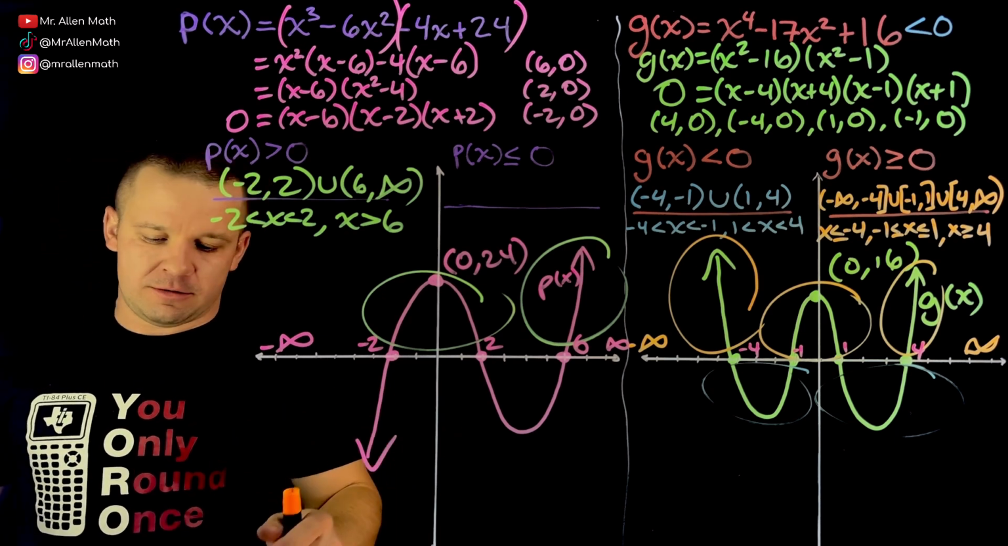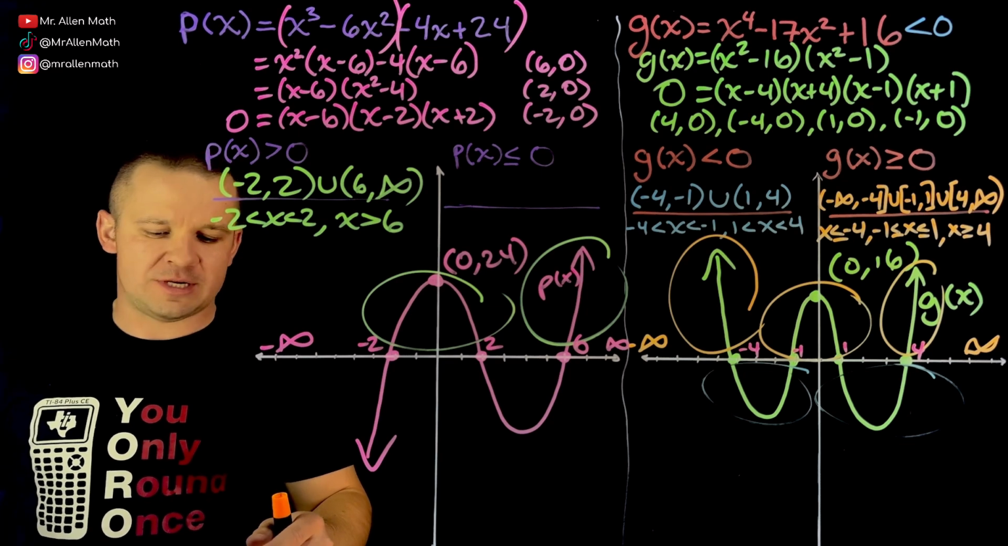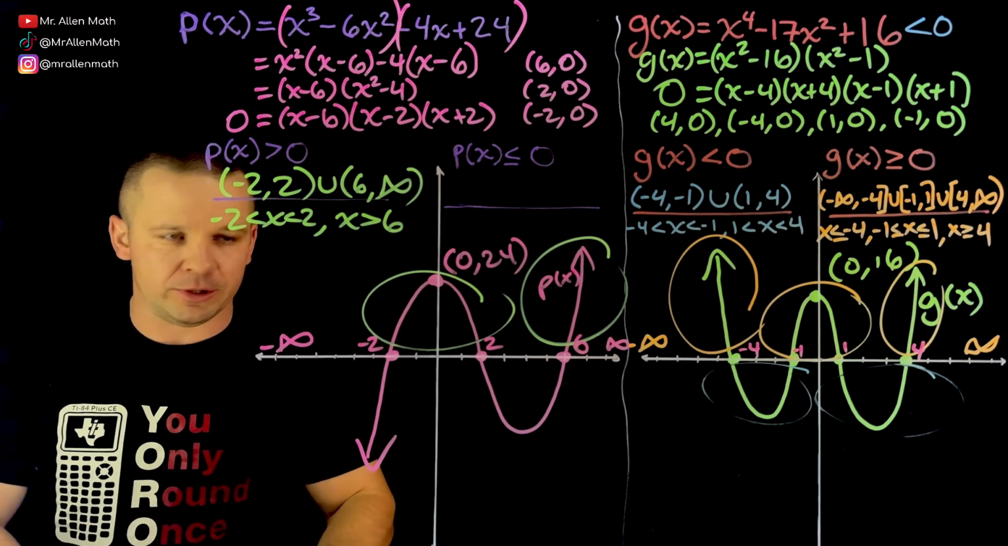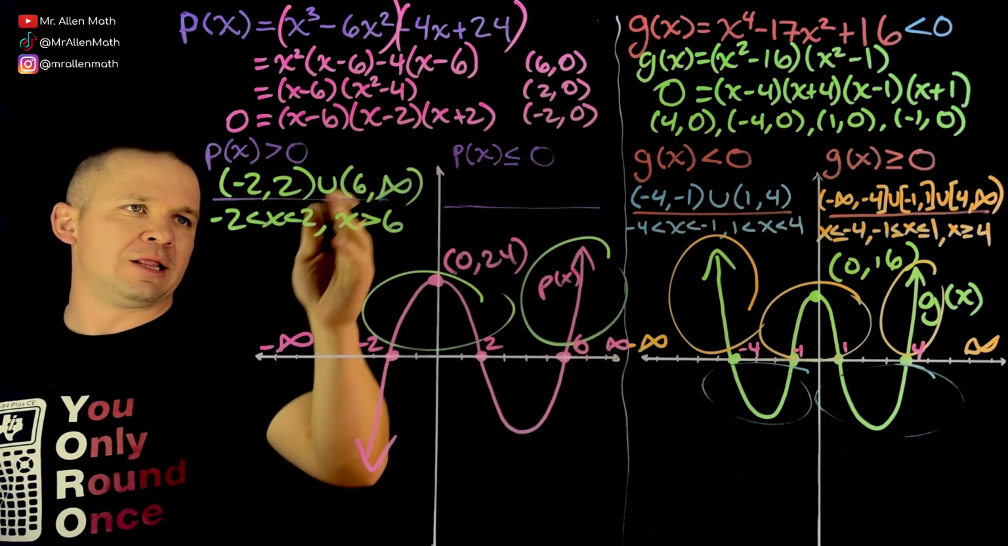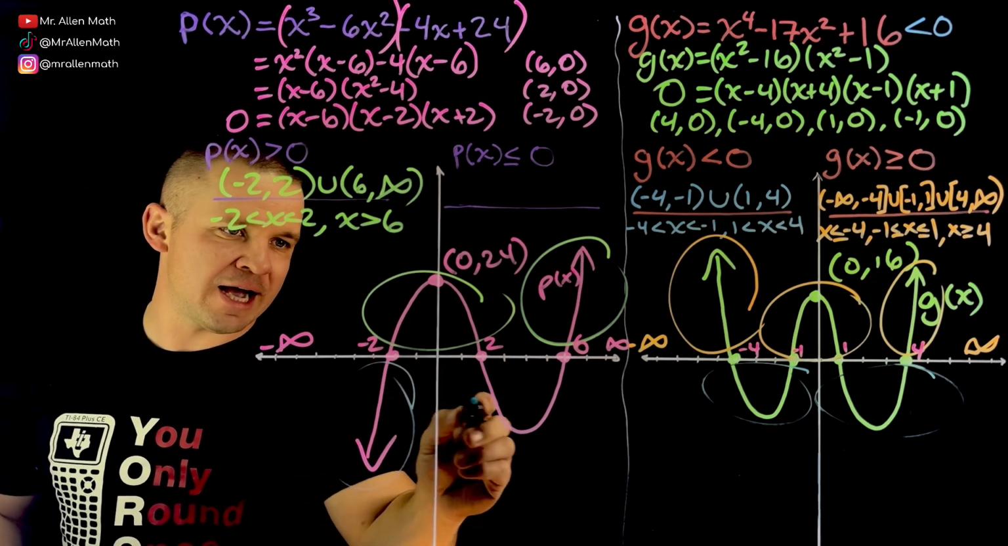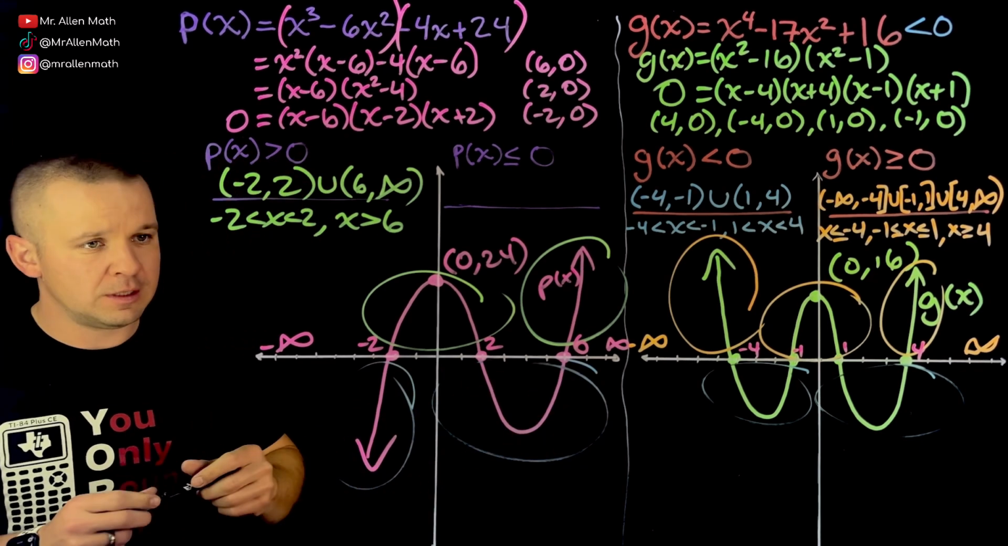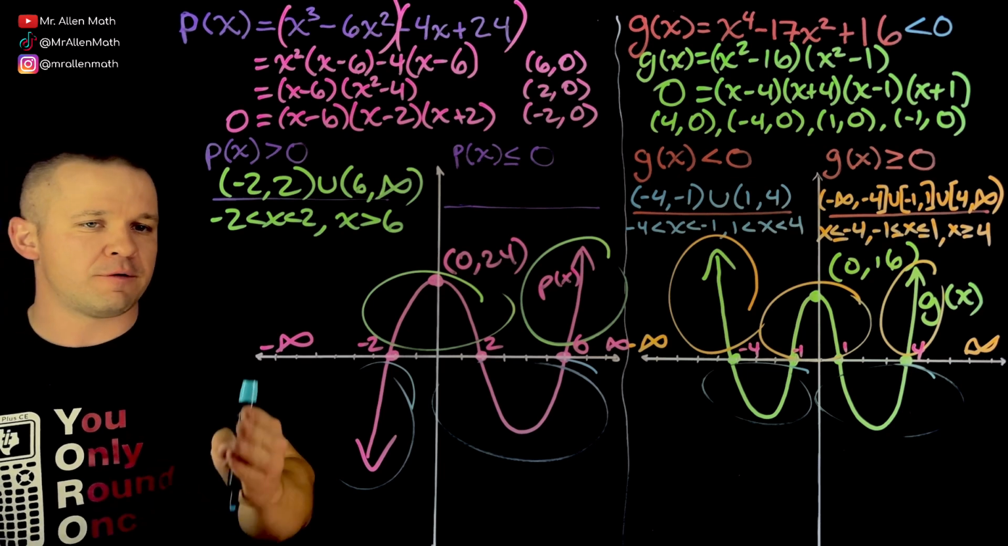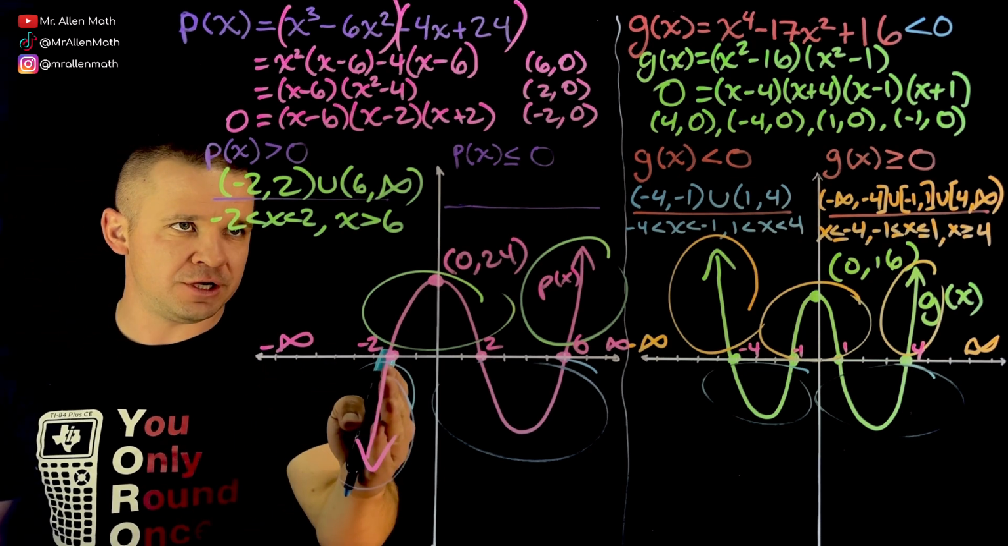Let's go with, deciding if I want to switch colors. Maybe we'll go blue on this one. All right. So less than or equal to 0. Below my x-axis, boom, and boom. So when's that occurring? From negative infinity to negative 2.